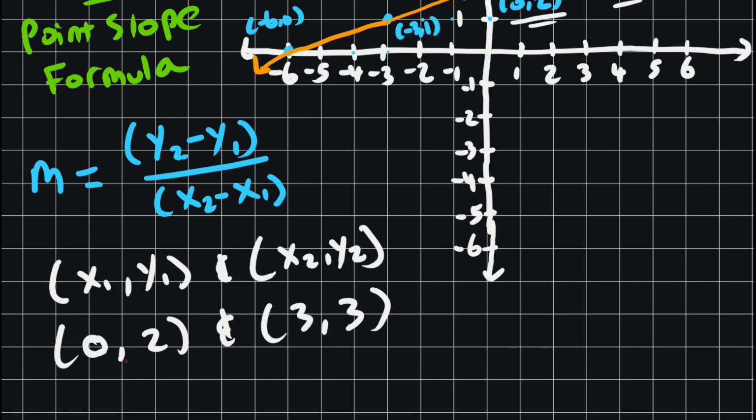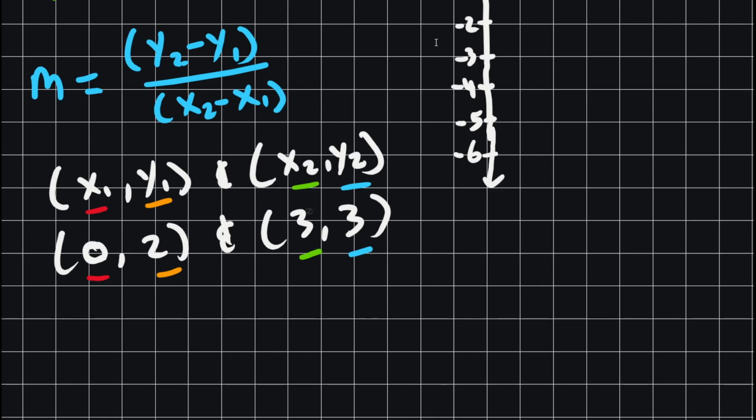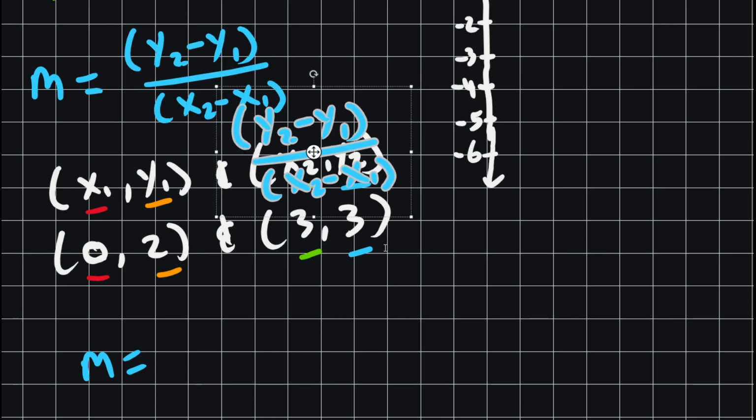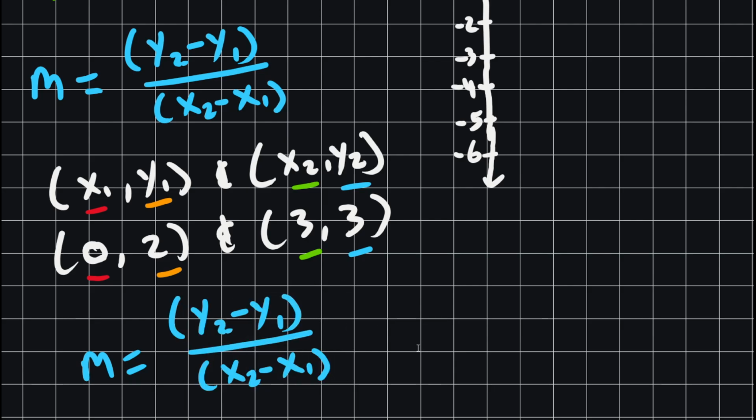Okay, so as you can see right here, our 0 corresponds to x1, our 2 corresponds to y1, our 3 corresponds to x2, and this other 3 corresponds to y2. Good, so we've picked these two points, 0, 2, and 3, 3. Let's use this slope formula to find the slope. So we write m equals y2 minus y1 over x2 minus x1.